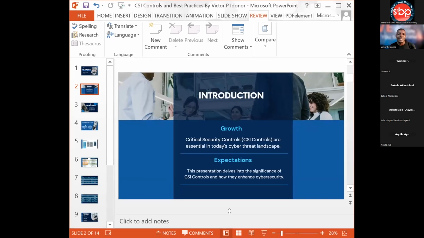These are essential in our everyday life. In today's cybersecurity landscape, these are very important. They help us as individuals, organizations, departments to ensure that we are cyber safe round the clock, 24/7. It is also important to know that in the industry, there is no room for mistakes. There is no room for any time lag, okay? So expectations from this presentation will be delving into the significance of the CIS controls and how they enhance the general cybersecurity in our organizations.